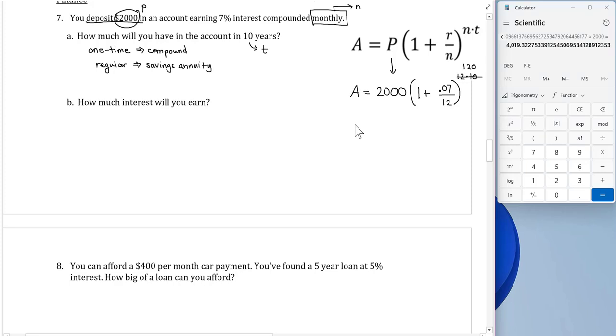That will tell me the amount in my account after 10 years. I will round this to the nearest cent, even if it doesn't ask me to. Money almost always ends in cents. $4,019.32. Part B: How much interest will you earn? Since I deposited $2,000 and I now have $4,019.32, we just need to subtract off the initial deposit to give me the interest, which would be equal to $2,019.32.